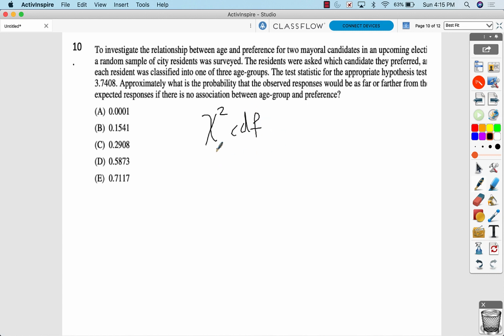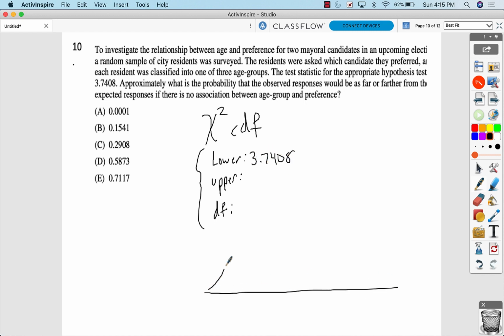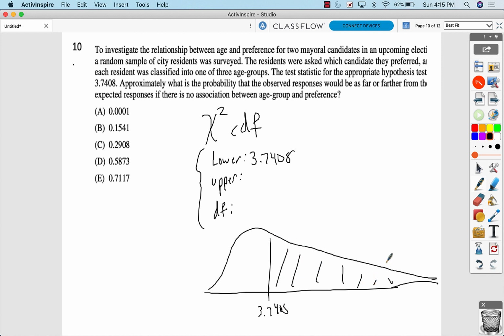There are 2 calculators. You have the nicer calculators, which have a lower, an upper, and a DF. If you don't have this calculator, this is the order that you have to put it in, because some of them just have a parentheses right there. So what's the lower? The lower is 3.7408. I want that chi-squared. Draw a line to the top, shade to the right. For the upper, put in a big old number.